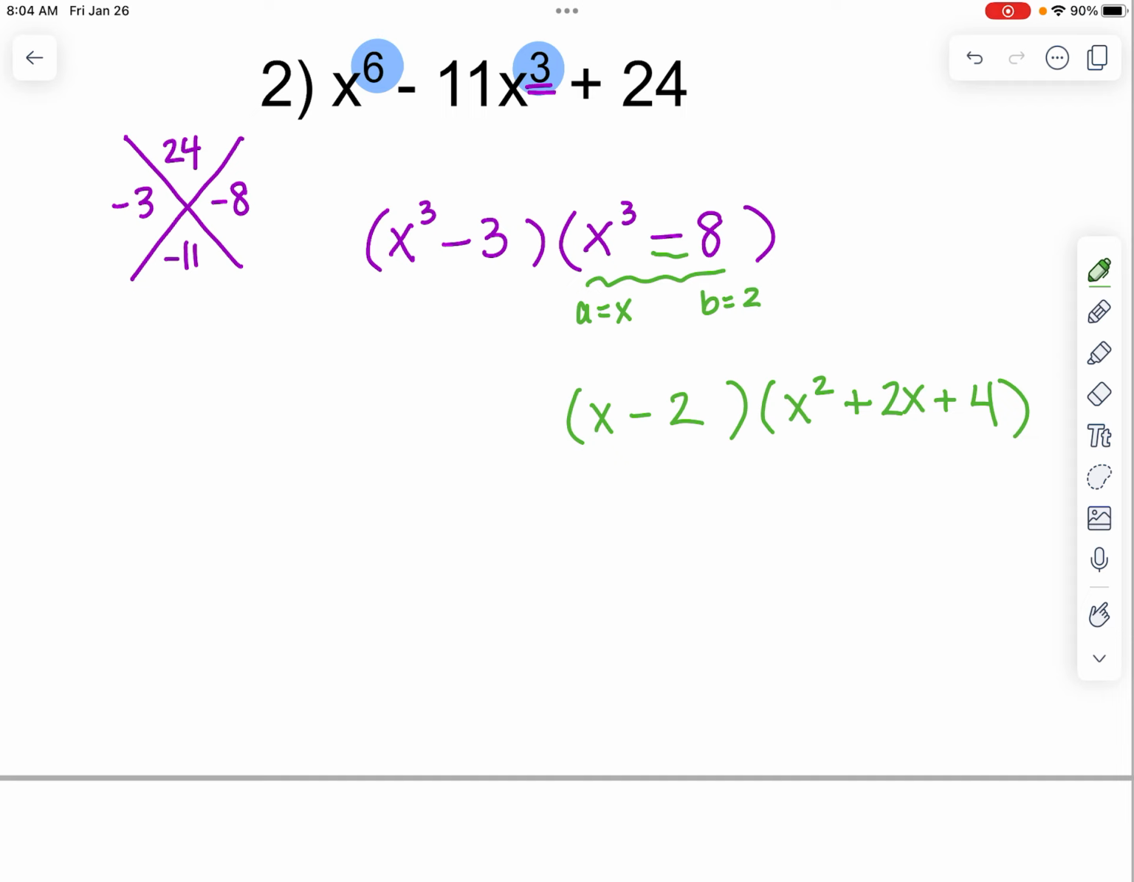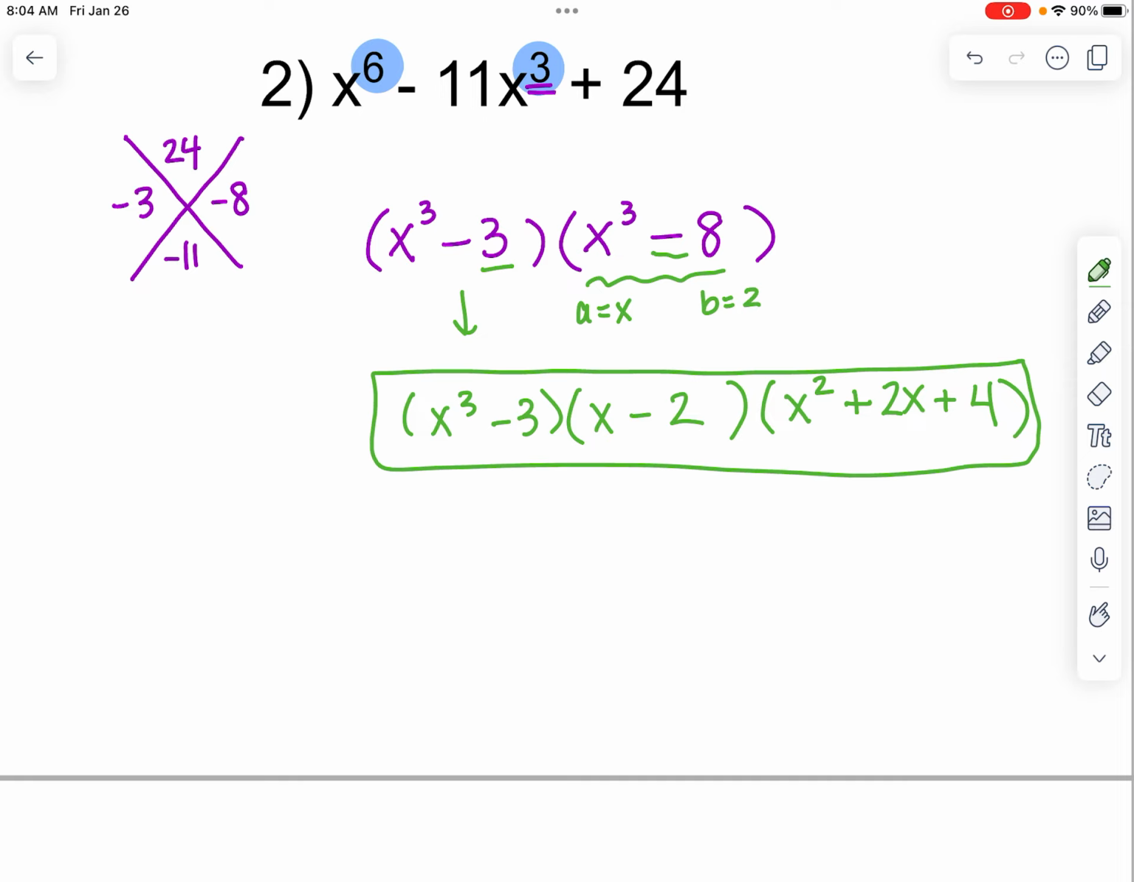Now, x cubed minus 3, 3 is not a perfect cube, so we can just bring this down. Don't forget it though, because it is part of your final answer. This is our final factored form.